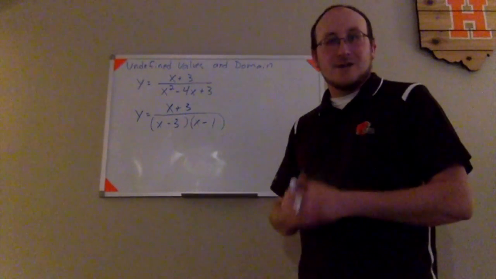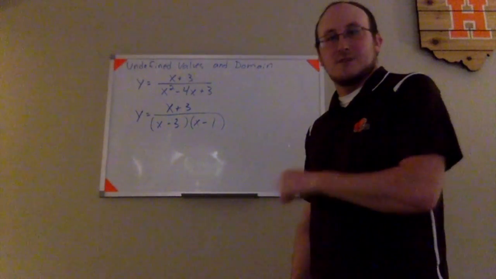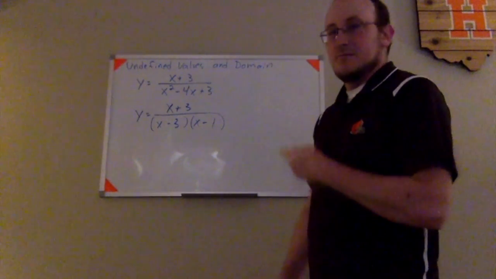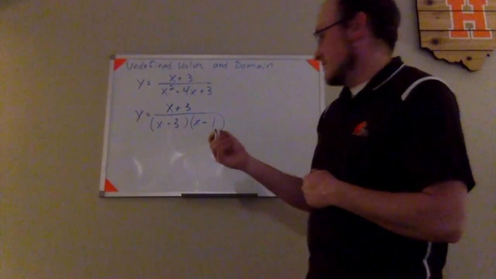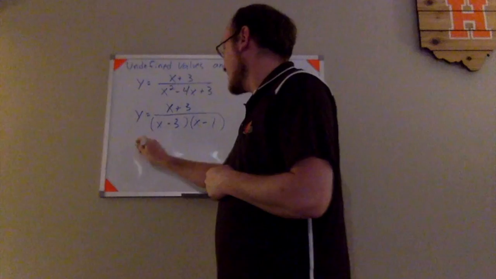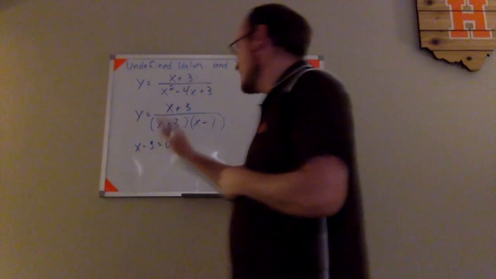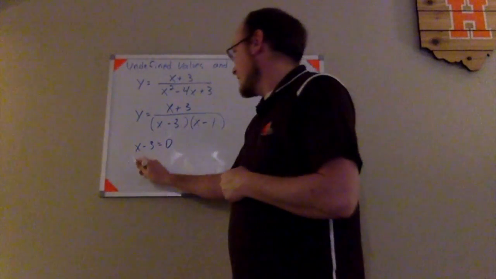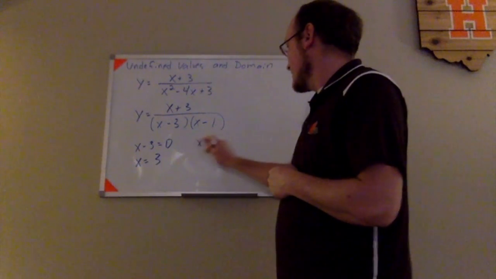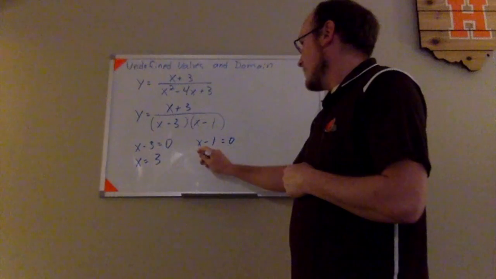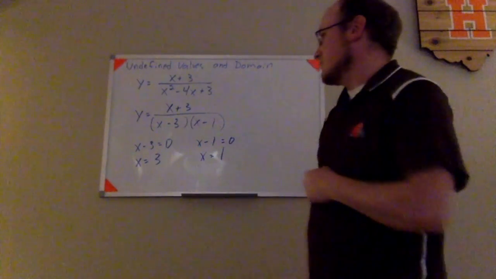Now that we have it factored, we can see what values of x make the denominator equal to 0. Maybe it's obvious to you already. If it's not, go ahead and set your factors equal to 0 and solve. So we have x minus 3 equals 0. You can add 3 on both sides, and you get that x equals 3. And you can set this one equal to 0 as well. Go ahead and add 1 on both sides, and you get that x equals 1.